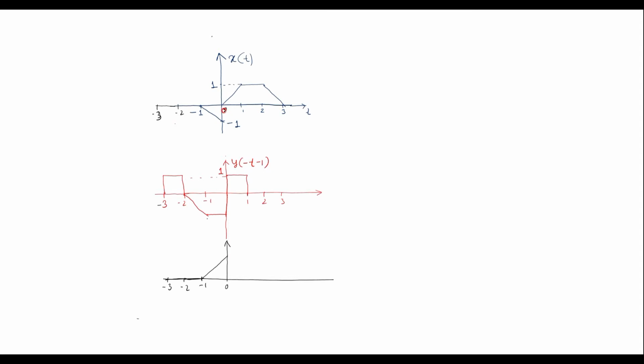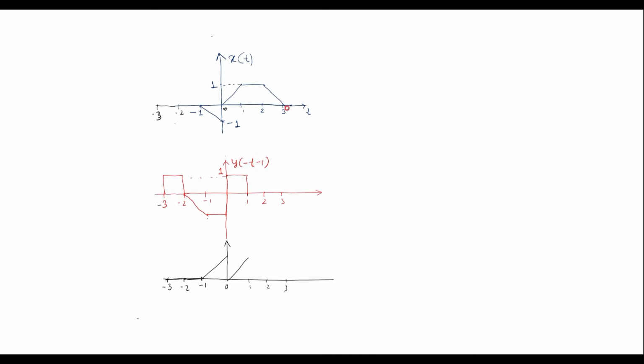So now in between 0 to 1, there is a ramp signal here. From 0 to 1, there is a ramp signal in x of t. From 0 to 1, there is a step signal in y of minus t minus 1. When this signal is multiplied with the step signal, we will get a ramp signal, which can be represented like this.